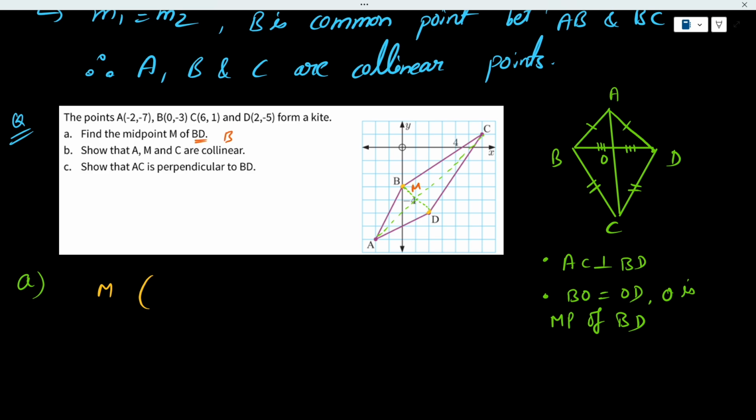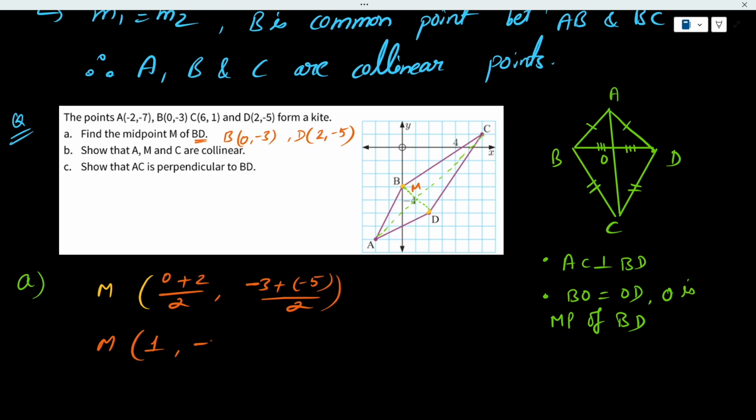That means you need to take the coordinates of B, which is (0, minus 3), and the coordinates of D, which is (2, minus 5), as x1, x2. So it will be 0 plus 2 by 2, minus 3 plus minus 5 by 2. So what is going to be the coordinates of M? It is going to be 1, and minus 3 minus 5 is minus 8 by 2, which will be minus 4.